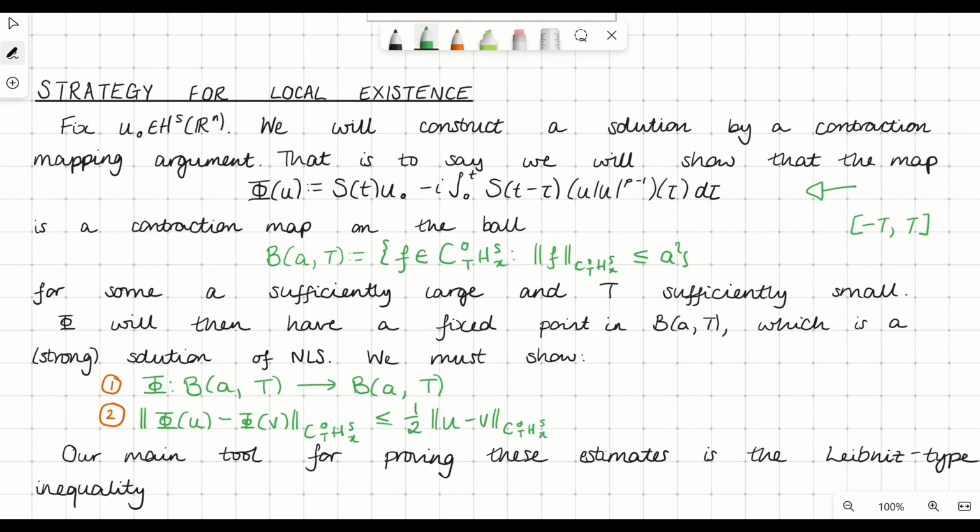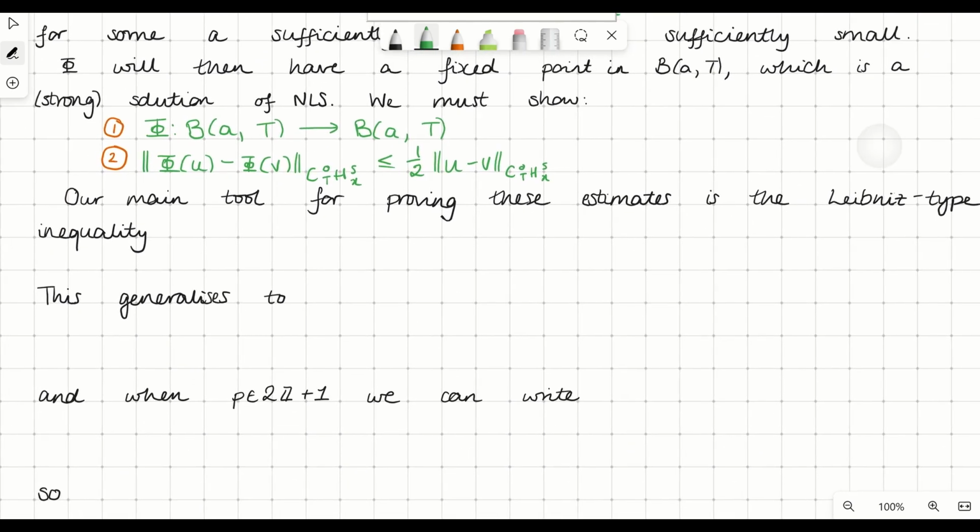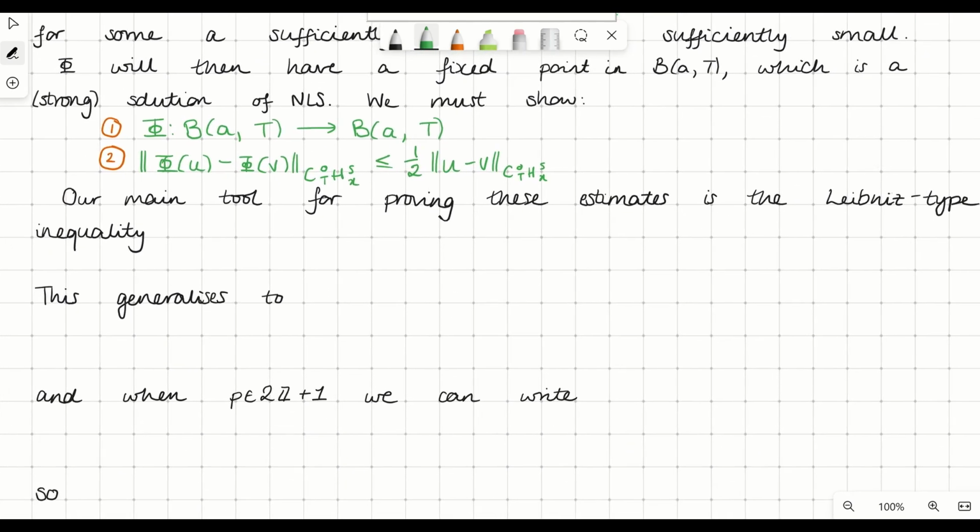Obviously, we don't necessarily need a half there, it could be anything less than 1, but just for concreteness, I'm taking a half. So the main tool we'll have for proving these estimates is a Leibniz type inequality in Sobolev spaces. So this is the inequality: the norm of u times v in H^s is less than or equal to some constant which depends on the dimension and on s, times the norm of u in L infinity, the norm of v in H^s, plus the other way around, so u in H^s and v in L infinity.